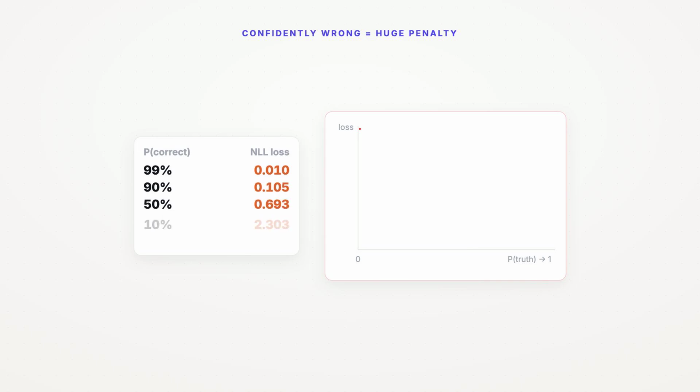And look at how sharply it punishes being confidently wrong. When the correct answer gets 99%, the loss is almost nothing. At 50%, it's about 0.7. At 10%, over 2. At 1%, above 4.6. The curve explodes as the probability of the truth heads towards 0. In other words, the model is punished the most when it is confidently, badly wrong. And that is exactly what forces it to never completely rule out the right answer.